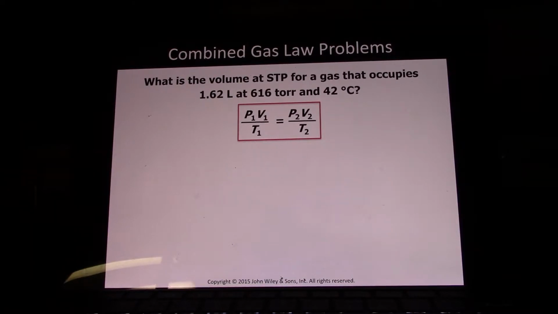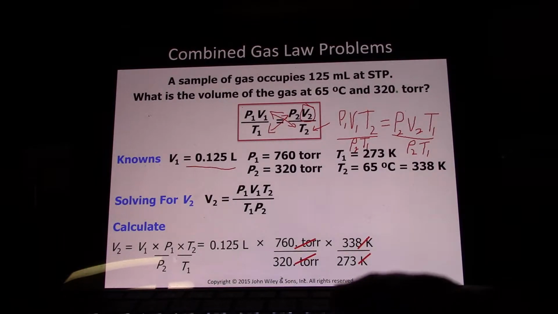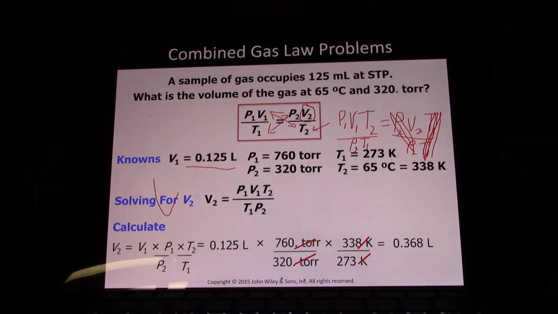What is the volume at STP for a gas that occupies 1.62 liters at 616 torr and 42 degrees Celsius? Again, STP gives you two pieces of information: 0 Celsius or 273 Kelvin and 1 atmosphere pressure. So you are again solving for final volume. So just like back here, we cross multiplied and then divided each side by P2 T1 to isolate, because again, P2 divided by P2 is 1, T1 divided by T1 is 1, leaving us volume.